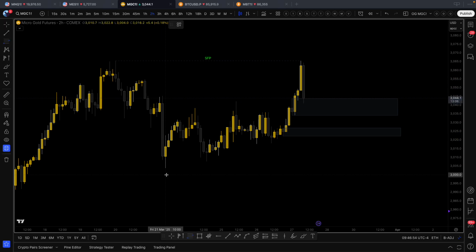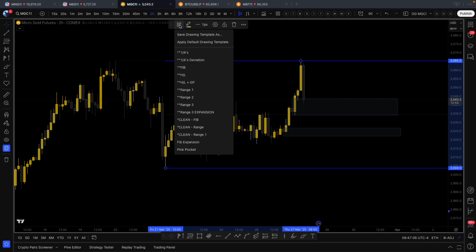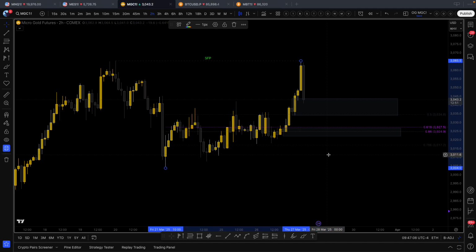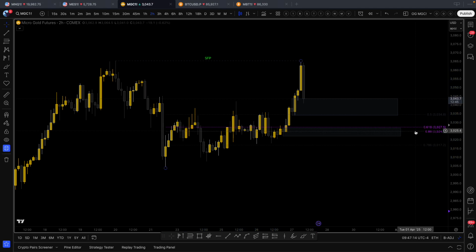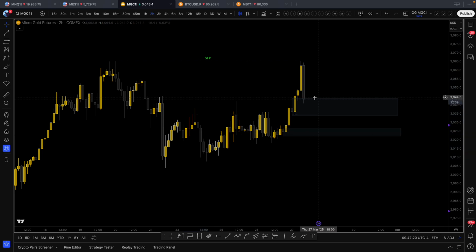Let's put my magnet on. Let's pull the fib of this area here. And the pink pocket is right on this order block. So we're going to set an alarm here to look for a long in this area. I really like that zone.